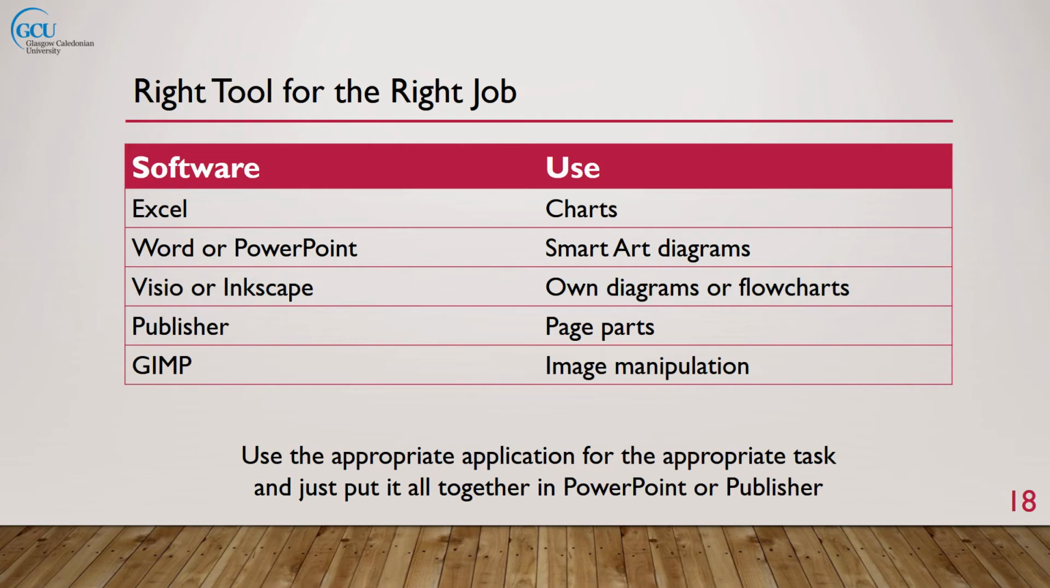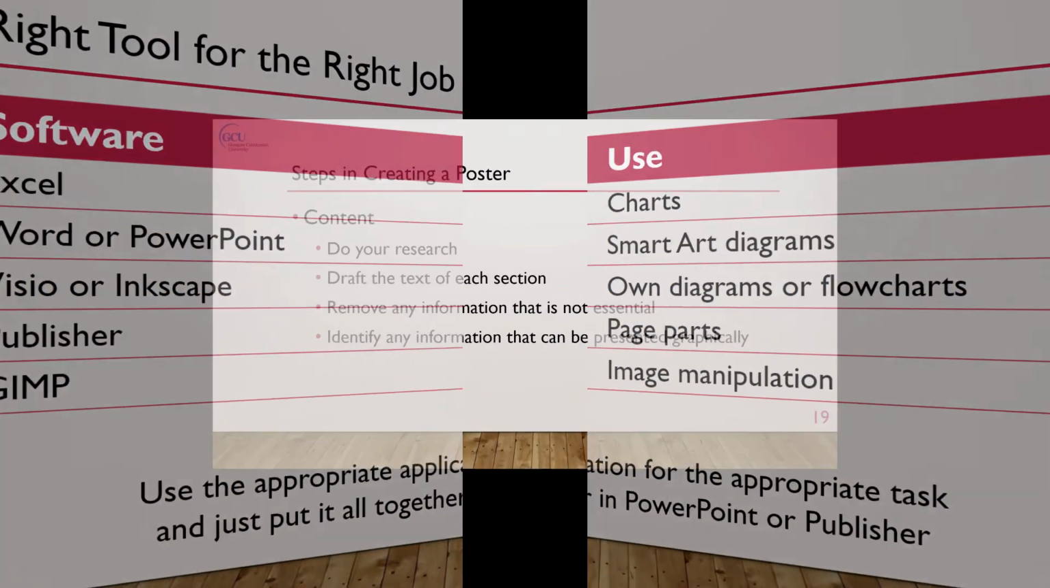If you're creating your own diagrams or flowcharts, there's a software also part of Microsoft Office called Visio that is specifically for creating diagrams, or there's a free software called Inkscape that you can use to do that. The page parts, which is this design gallery that I mentioned earlier, exists in Publisher. So if you need to use PowerPoint because you're using a Mac computer, you can still access Publisher on campus and look at those page parts and copy them onto PowerPoint to use on your poster. So you can mix and match whatever software you need to get the job done.